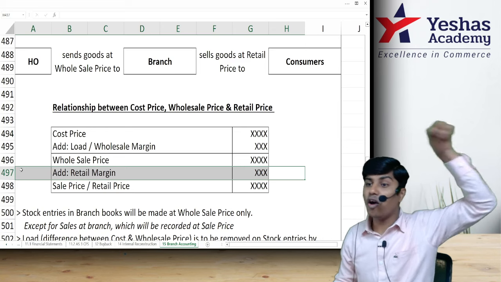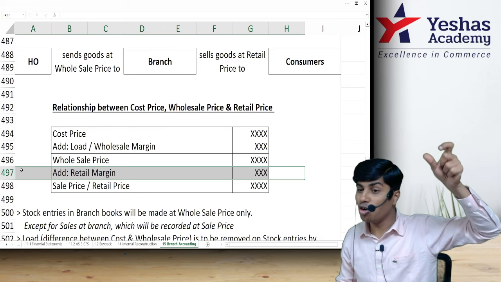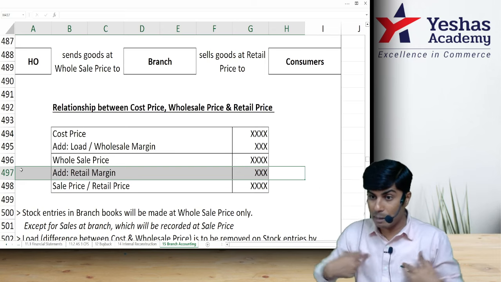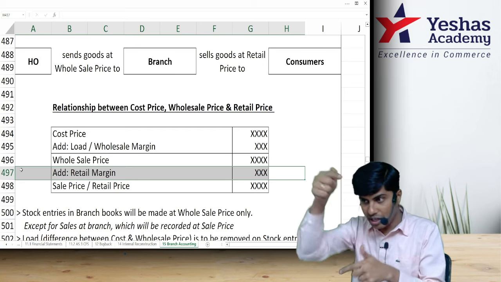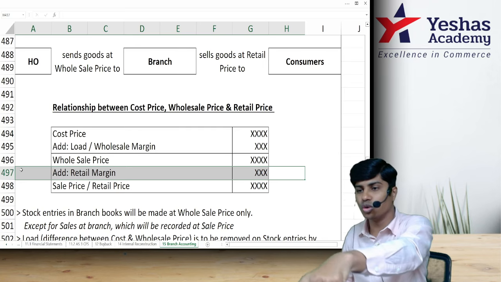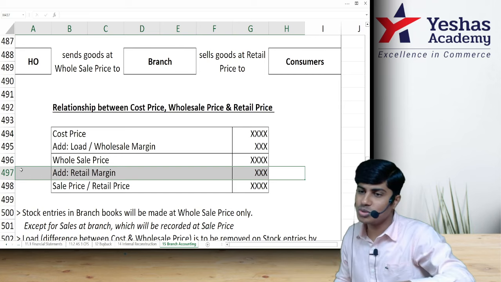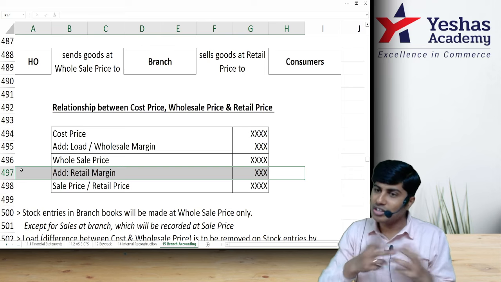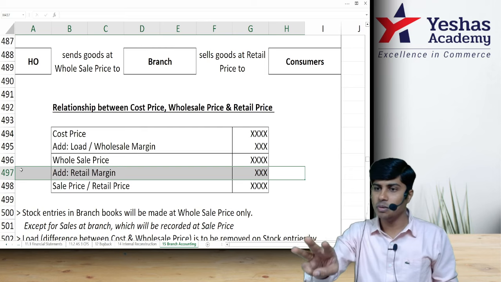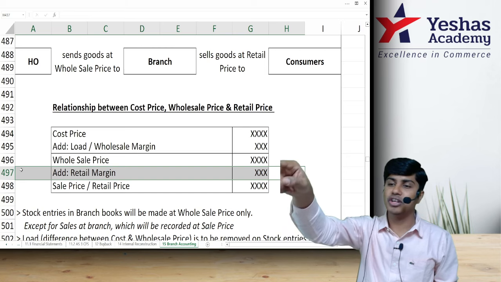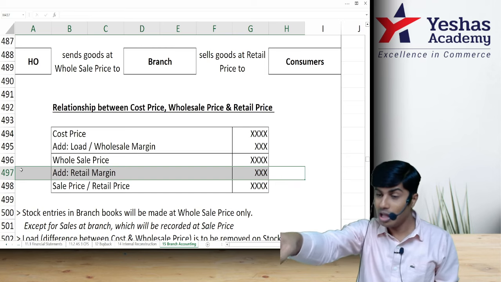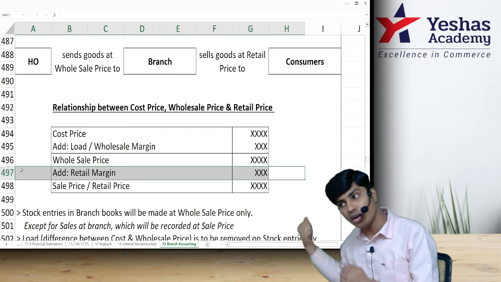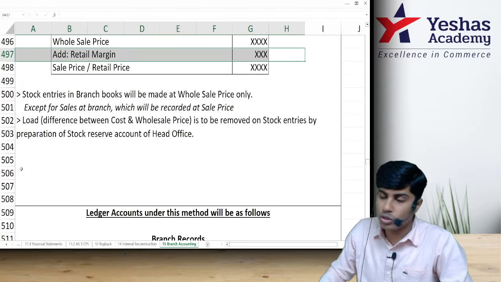Head office has booked profit on that sale. I recorded that 130 rupees as sale and I booked 30 rupees profit in my P&L. It has come to my trading and to my P&L, but you have not sold those goods. So to you the cost is 130, but you are ultimately an extended part of my business. I should reverse that 30 rupees profit. So 30 rupees, that is unrealized profit on the stock lying unsold at the branch, will be written on the debit side in the P&L account of head office. That, my friends, is the wholesale price method.